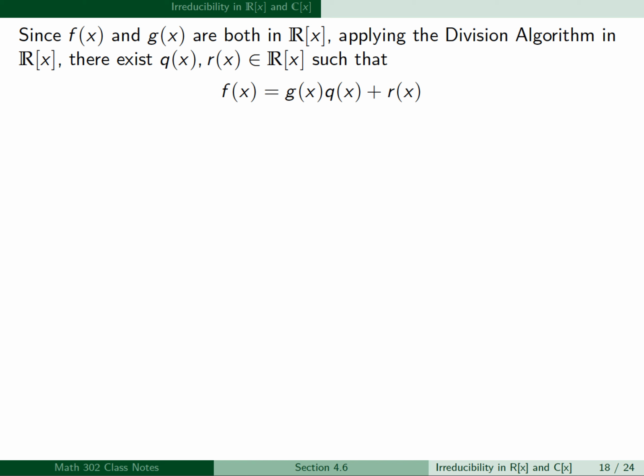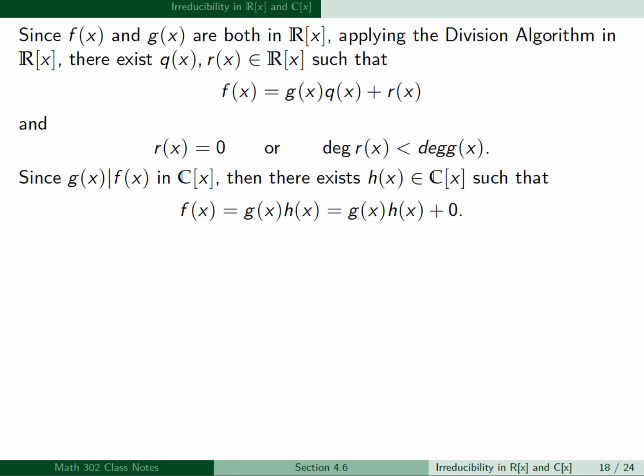Now, since f(x) and g(x) are both in R[x], applying the division algorithm in R[x], there exist polynomials q(x) and r(x) in R[x], such that f(x) is equal to g(x) times q(x), our quotient, plus r(x), our remainder. And the remainder is either 0, or the degree of the remainder is strictly less than the degree of g(x).